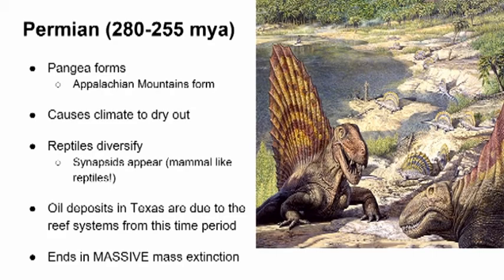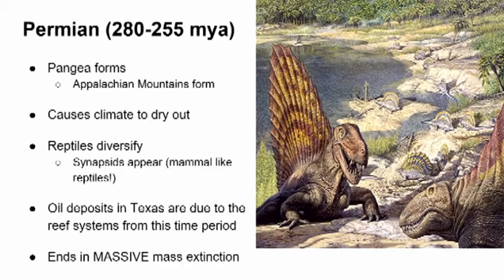As Pangea forms, it closes up all of those oceans and seas. So the middle of Pangea becomes dry, so our climate really dries out. We're no longer marshy, we're more kind of tropical at this point. Reptiles are going to diversify.